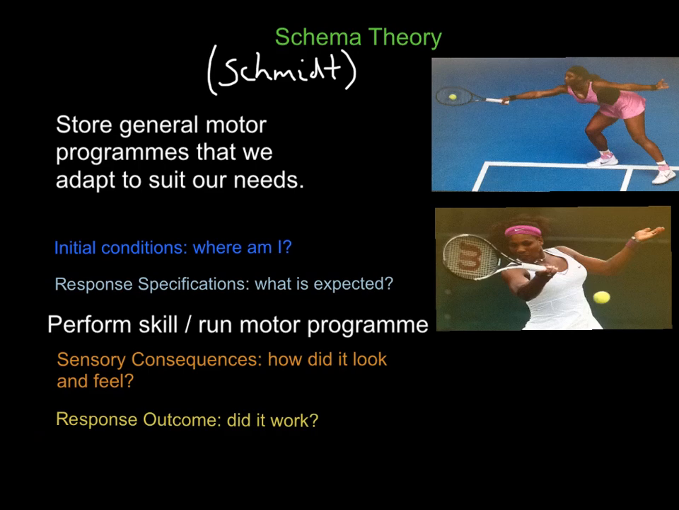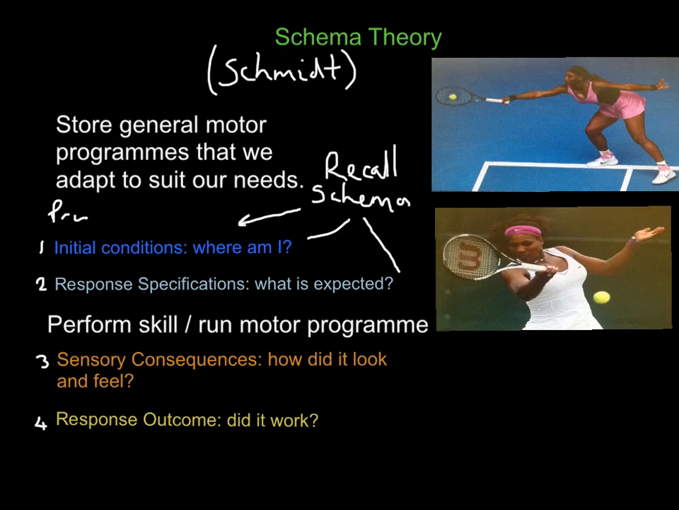Okay, so there's stage 1, stage 2, stage 3, stage 4. There's something else that we can call them. Okay, these 2 are what we call recall Schema. Okay, now why does it call recall? Because this takes place prior to movement. You do these 2 before you've adapted and run the motor program.